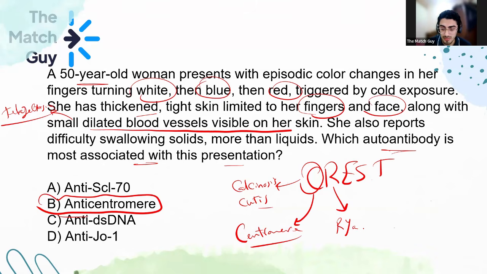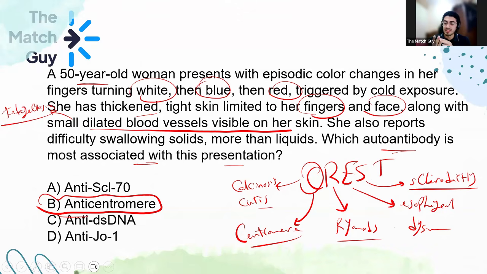The R for Raynaud's phenomenon. E for esophageal dysmotility. This patient will have dysphagia. Why? Because of the fibrosis inside the esophageal muscles. The esophageal muscle can't contract. The S for sclerodactyly, which is basically fibrosis limited to the fingers. And the T for telangiectasia, which are the small dilated blood vessels in the skin.